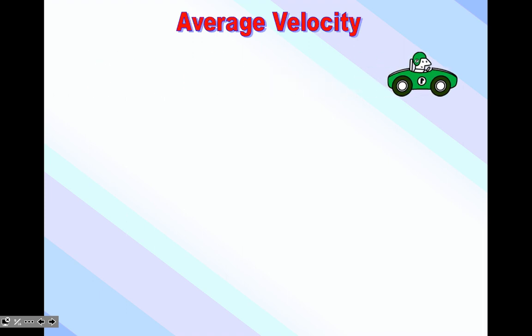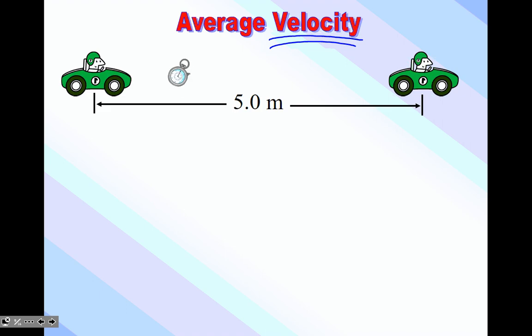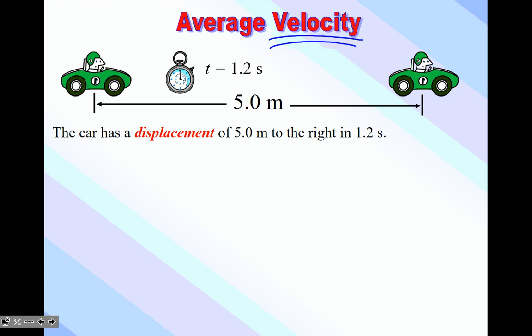So what is average velocity? Now we're looking at average velocity and not average speed. With average speed, we look at distance and time. With average velocity, we look at displacement and time. So now we have a very similar example. The displacement of the car is 5 meters. That is your magnitude. To the right is your direction, and there's your time. Moving to the right is the positive value.